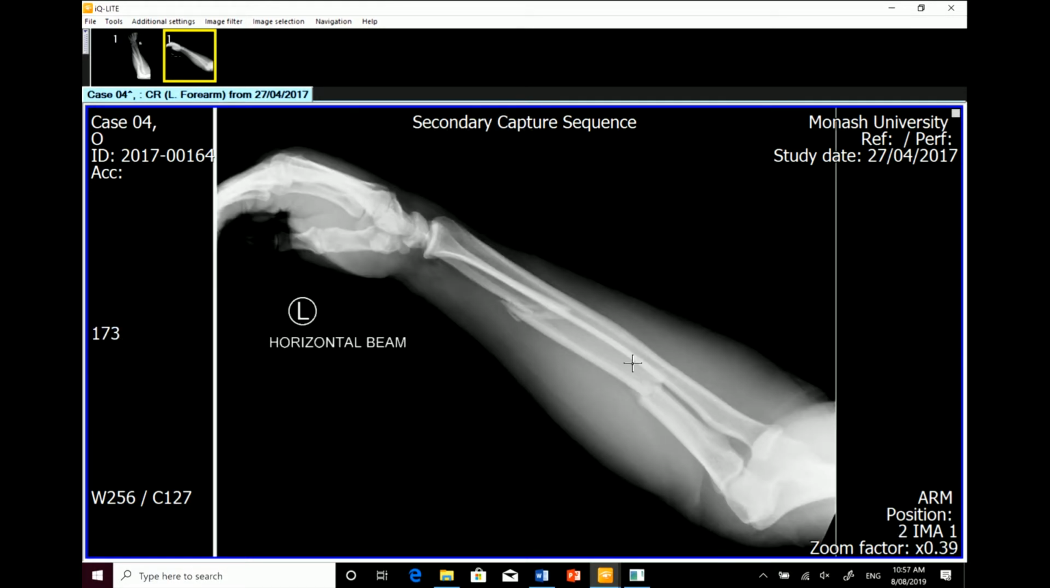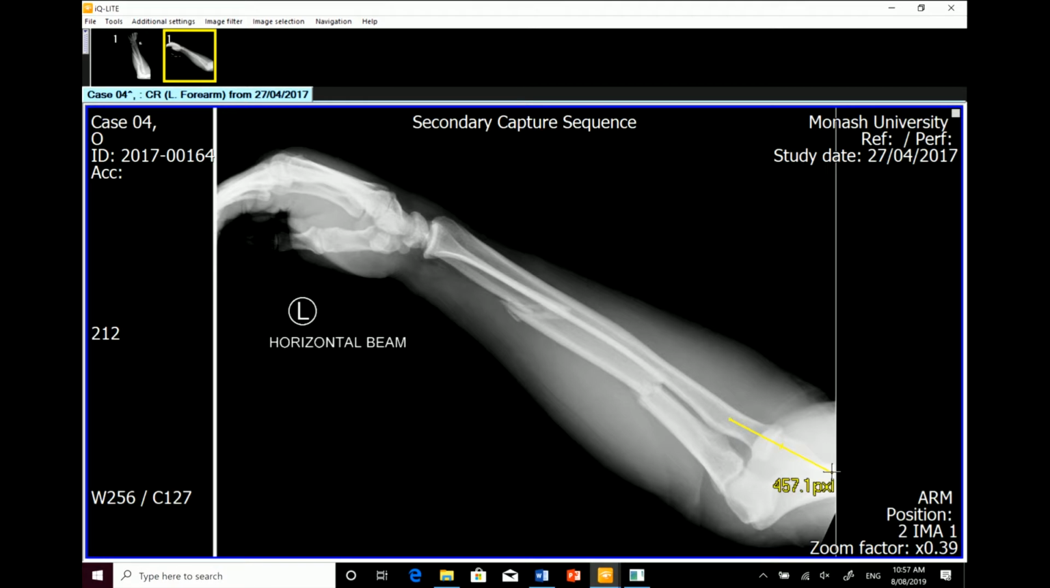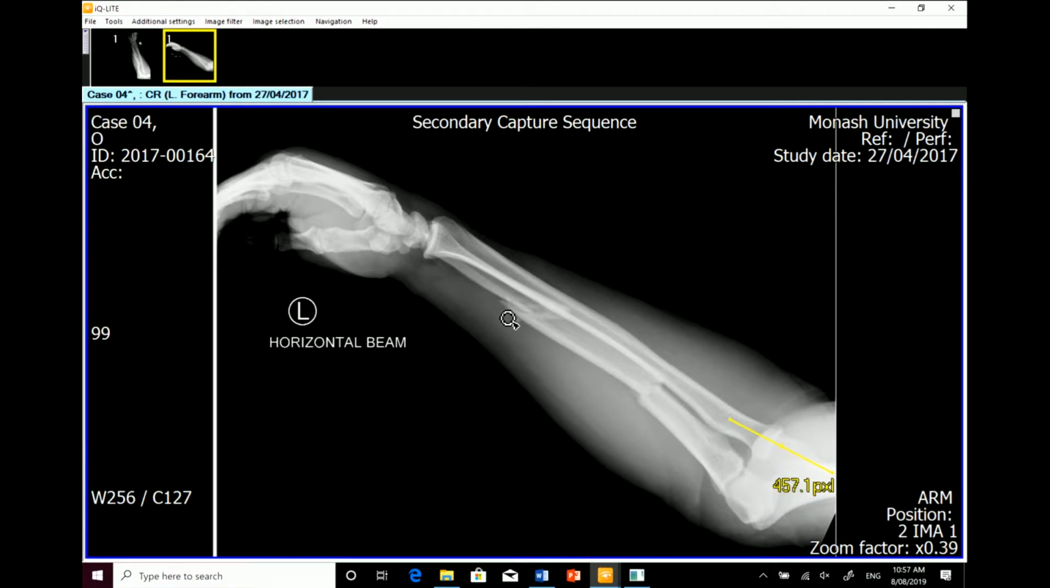On our lateral view then, we can see the fracture fragments, but once again, when we draw a line through the radius, we can see that it does not intercept the capitellum. And then if we view very carefully, we can see the fractures of the ulna.